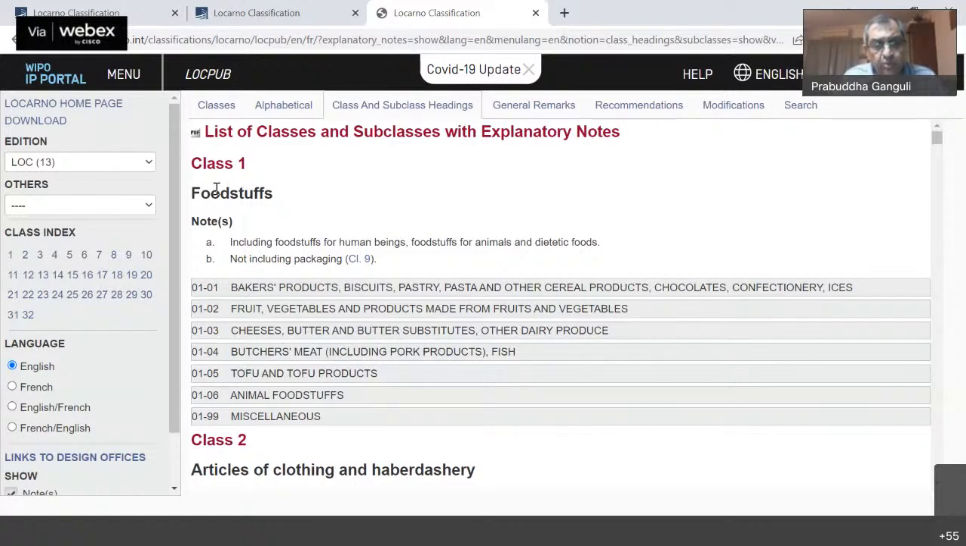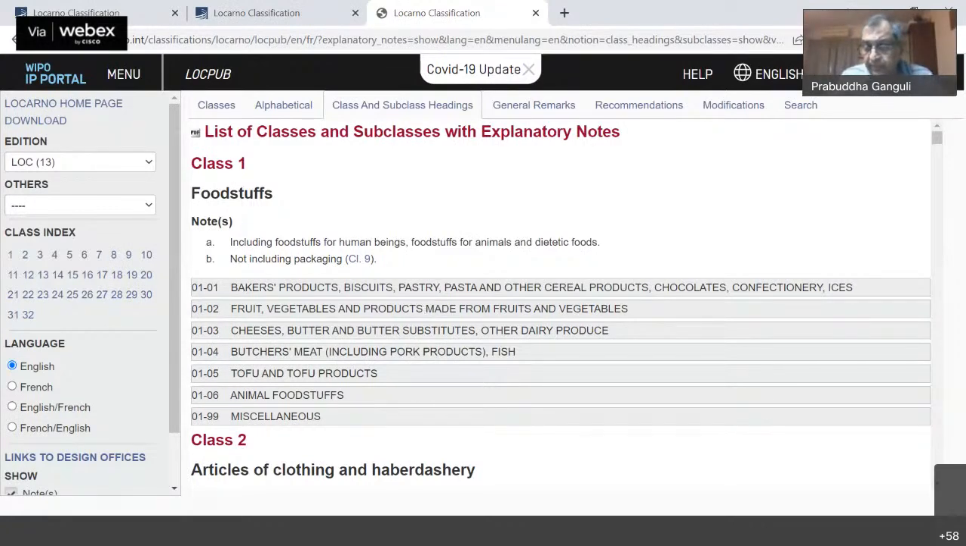Now, in class one, we saw it was all about foodstuffs, and 01-01 is bakery products. So if you're looking at designs of bakery products, then you must pick up from here that the Locarno classification is 01-01. You must remember that. We don't have to learn it by heart.